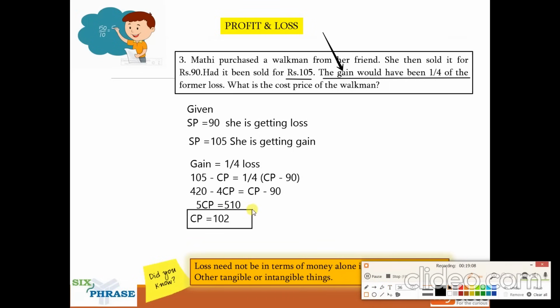Now I could just verify: if he is selling for 105, what is his gain? His gain will be 3 rupees. Now what was his loss, guys? If he's selling at 90, it is 12. Now you can see gain is 1 by 4th of the loss, right? Because his gain is 3, his loss is 12 rupees. So this satisfies. So this is the answer.